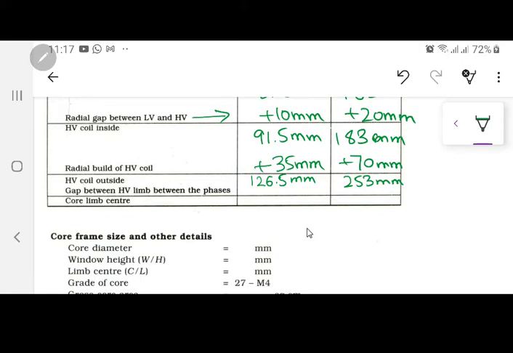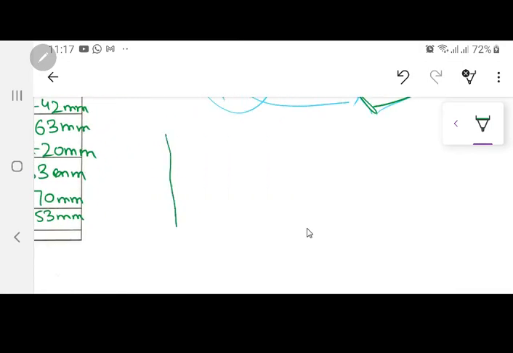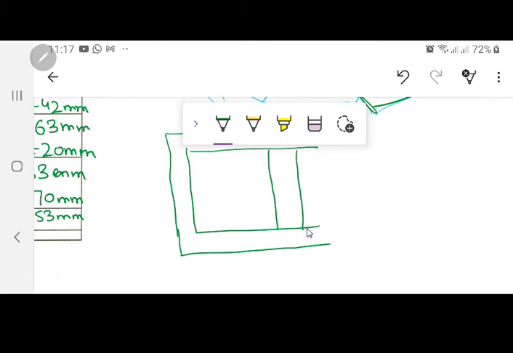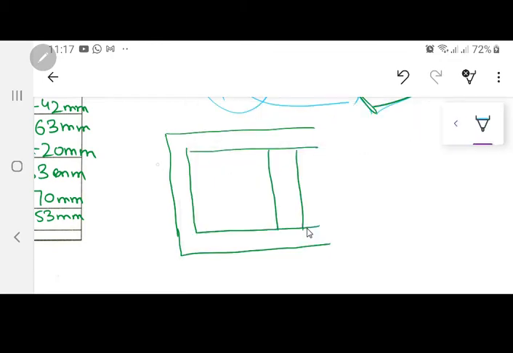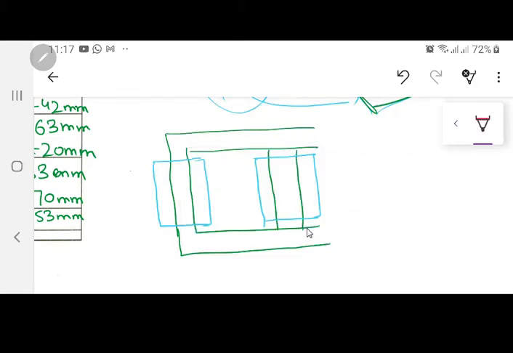Okay, last thing over here: the gap between the high voltage windings of the phases. What do I mean by that? If I again draw a core type transformer in front of you, this is the core over here, and this is the second limb of the core. First of all, you do the low voltage winding over here. Suppose this is the low voltage winding on this limb, and this is the low voltage winding on this limb, and then afterwards you do the high voltage winding on it, a little reduced one, and then another one on this limb.